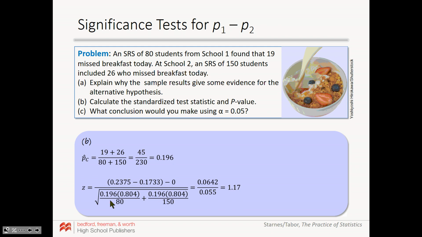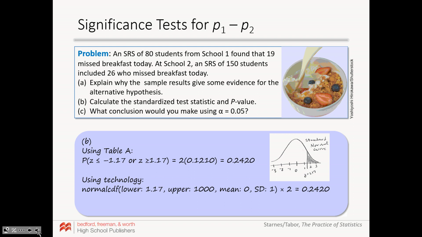So listen, I've said this to you a lot of times about all these other hypothesis tests and confidence intervals: you're not actually ever going to put this into the calculator. I would definitely type this in wrong and make a mistake. I'm going to show you in a minute how to use the calculator to get this. But your z-score, your test statistic, would end up being 1.17.